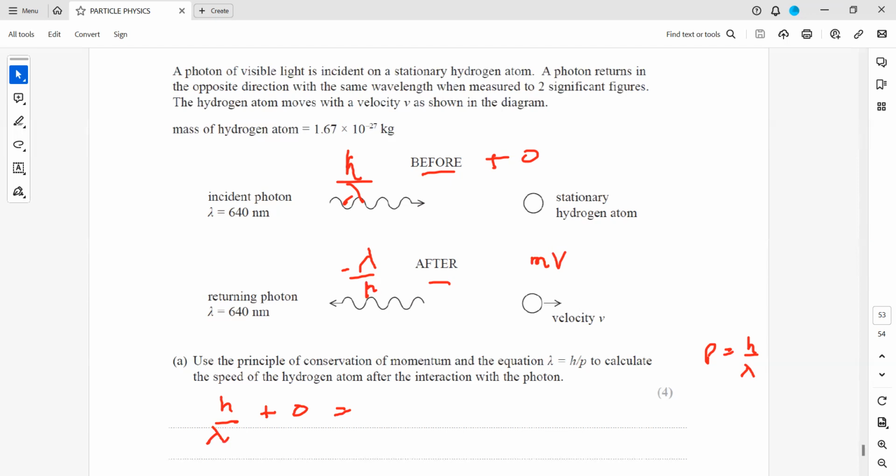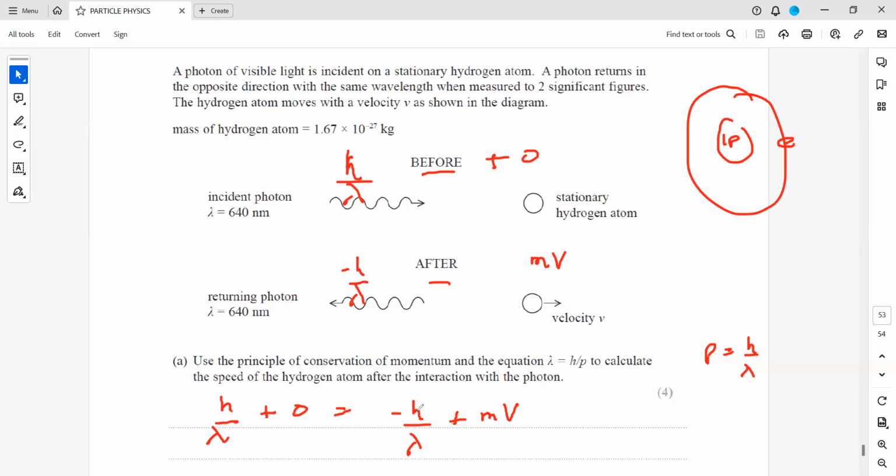So we can simply say h over lambda plus 0 is equal to minus h over lambda plus mv. Sorry, this one I have opposite. It should be minus h over lambda. Why minus h over lambda? Because it has changed the direction. When there is a change in direction, we take a negative sign, as momentum is a vector quantity, and mv, where v is the velocity and m is the mass of this hydrogen atom. A hydrogen atom consists of one proton and one electron.